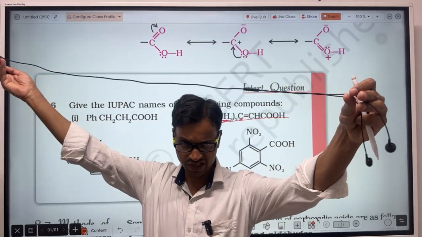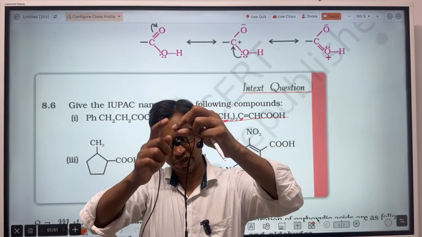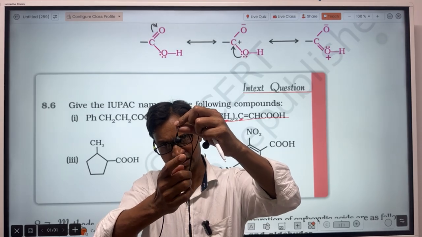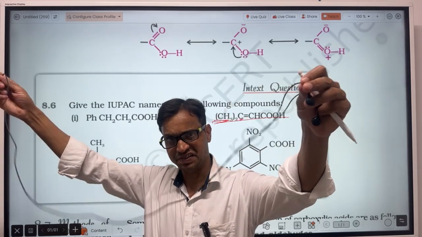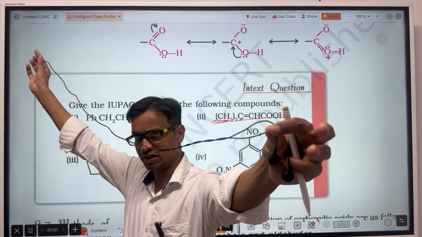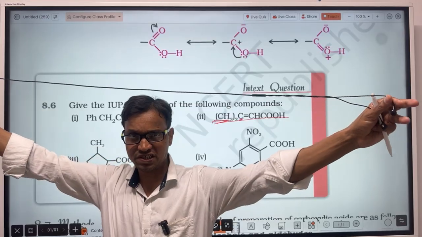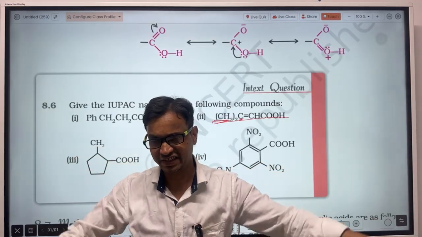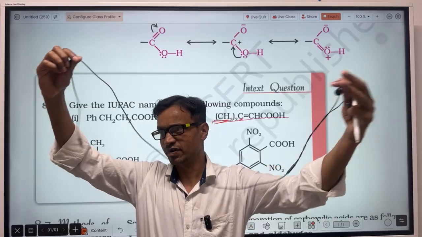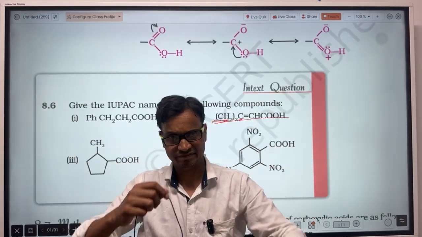Depending on whether this branch is lengthier or this branch is lengthier, which will be the longest chain? Suppose this one is lengthier, then from here to this end, the longest chain will be that. Even if it is in tilted form, the length of this chain will be from this end to this end.